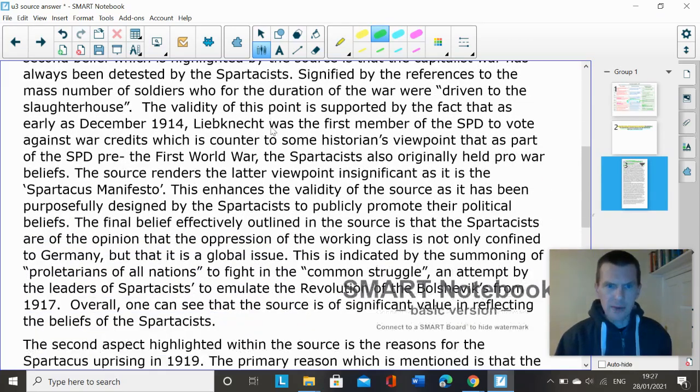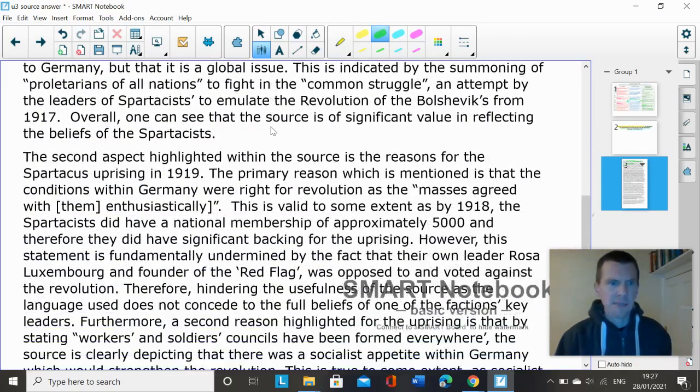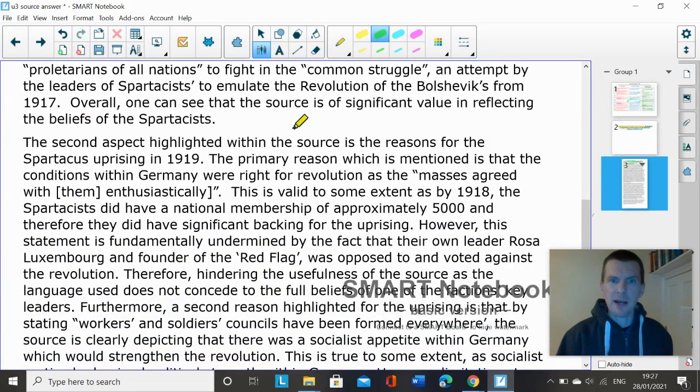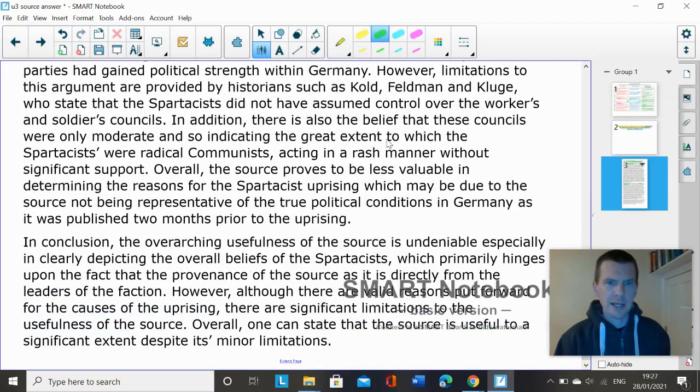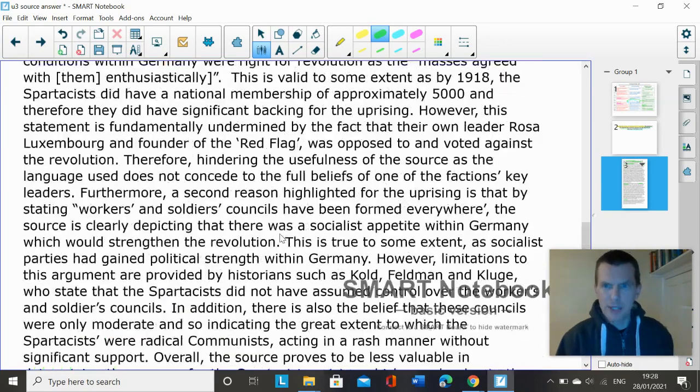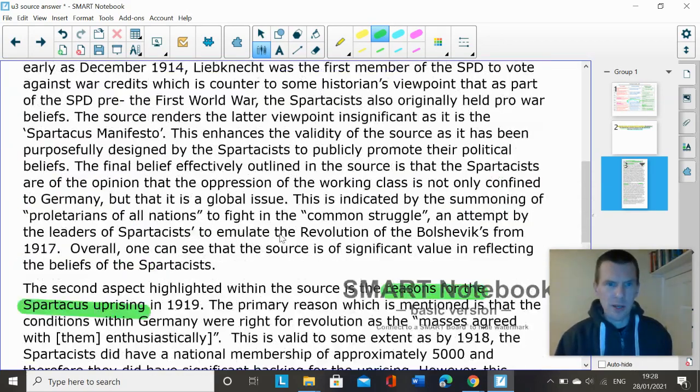Let's just scroll down. Here is the next paragraph. The second aspect highlighted within the source are the reasons for the Spartacist uprising in 1919. This is the second issue. So the first paragraph is looking at the first issue, the second paragraph is looking at the second issue, and scroll down again. Here is the conclusion. So it is very clearly, very straightforwardly structured, and I would say that's the way you want to go.